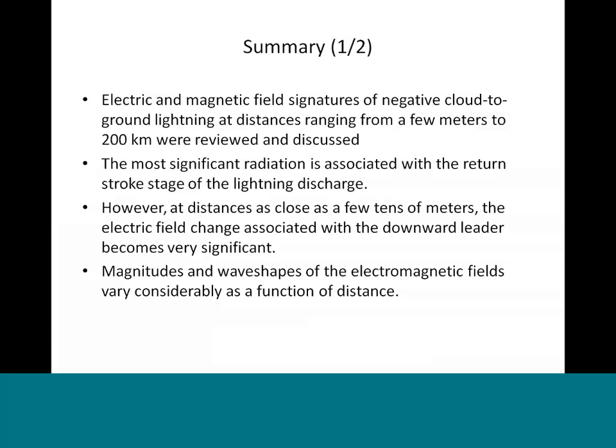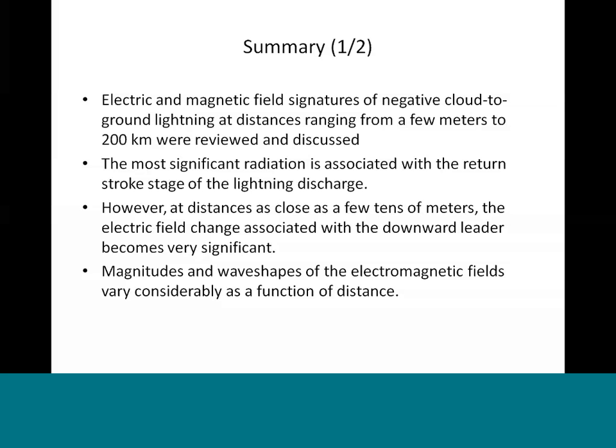I've shown in this presentation that electric and magnetic field signatures of negative close-to-ground lightning at distances ranging from a few meters to 200 kilometers were reviewed and discussed, and we see that we can characterize these fields by measuring electromagnetic fields due to natural lightning. The most significant radiation is associated with the return stroke of the lightning discharge because of the impulsive waveform, because of the high rate of rise of the first and subsequent return strokes. But again, the most important are the subsequent return strokes.